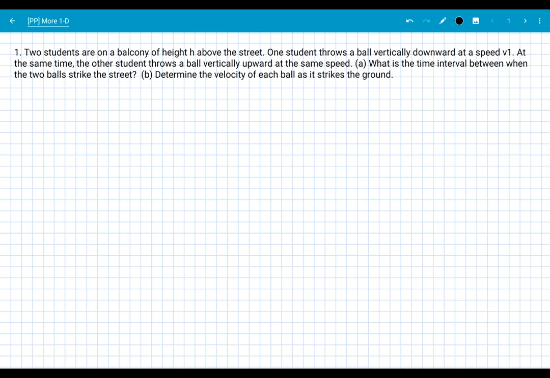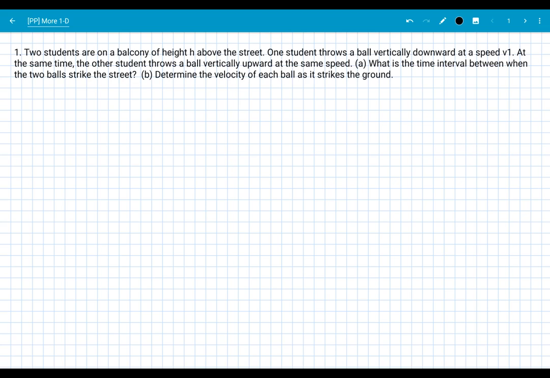And this question is asking us A, what's the time interval between when the balls strike the street? So they're going to strike the street at different times, right? Boom, boom. And we want to know what is the time interval between them. And then part B asks, what is the velocity of each ball as it strikes the ground? So this is one dimensional. We're not imagining a 2D projectile here. The ball is either thrown vertically upward or vertically downward at the same speed.